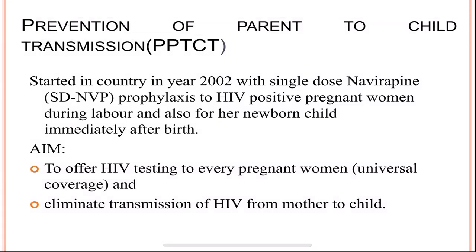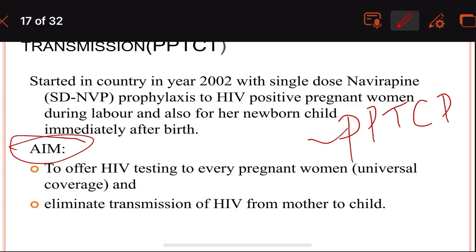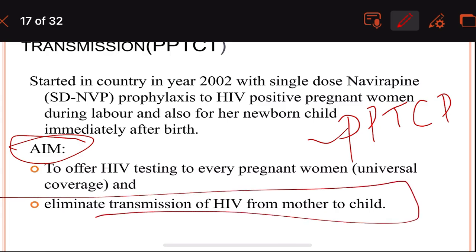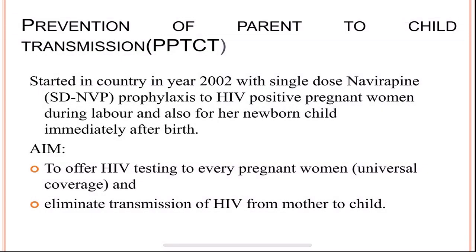What is the aim of this prophylaxis? To offer the HIV testing to every pregnant woman. Universal coverage has to be done, and eliminate the transmission of HIV from mother to child. So the prevention of parent to child transmission, PPTCT, the aim of this is to eliminate the transmission of HIV from mom to child, and to offer the testing to every pregnant woman. That is universal coverage. Every pregnant woman needs to be checked.